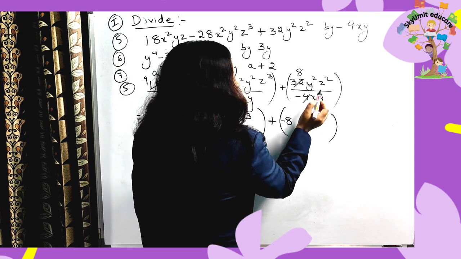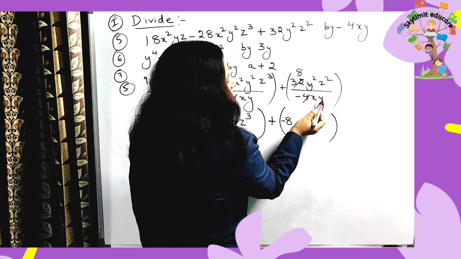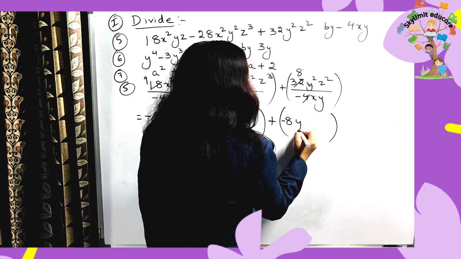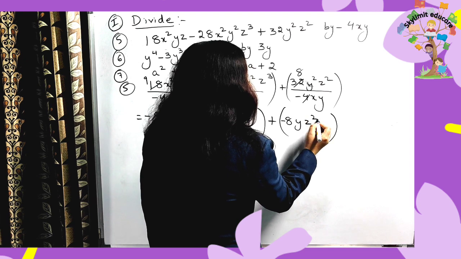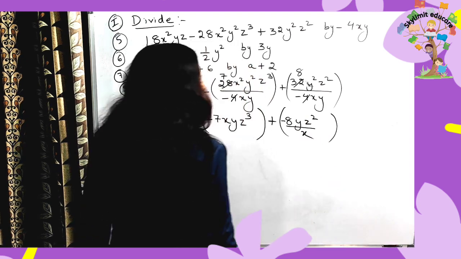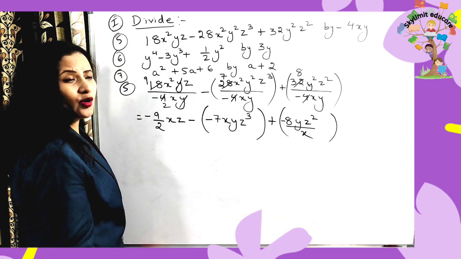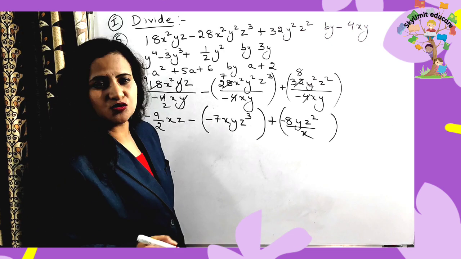Y square, and here y is there. Y square is there and y is there. So 2 minus 1, how much I will get? Single y, and z square is also single. X is in the denominator, write in the denominator itself. Clear? X is in the denominator. If you bring it up, you write x to the power of minus 1.